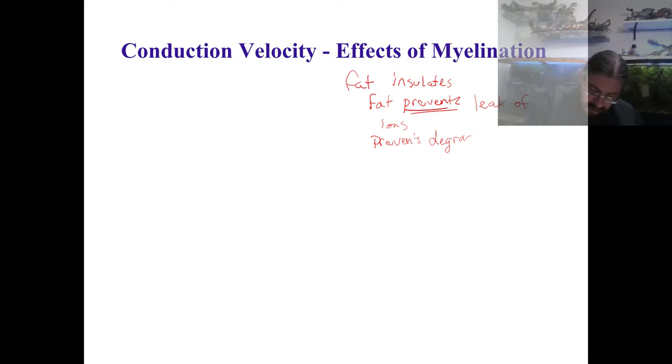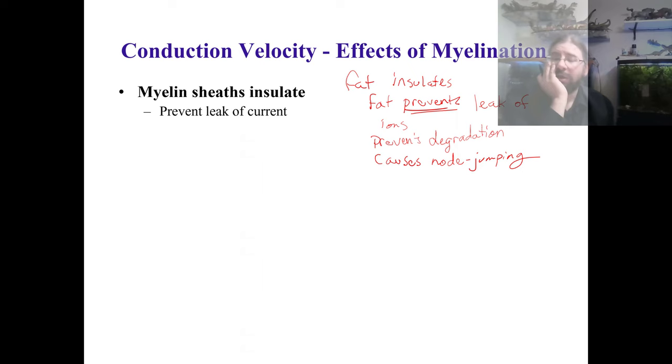And that prevention of leak, that prevention of degradation, causes that node jumping. We don't want to have to get too deep into the physics of it, not just because I'm not prepared to get too deep in the physics of it, but because that's not part of the purview of this anatomy and physiology class.